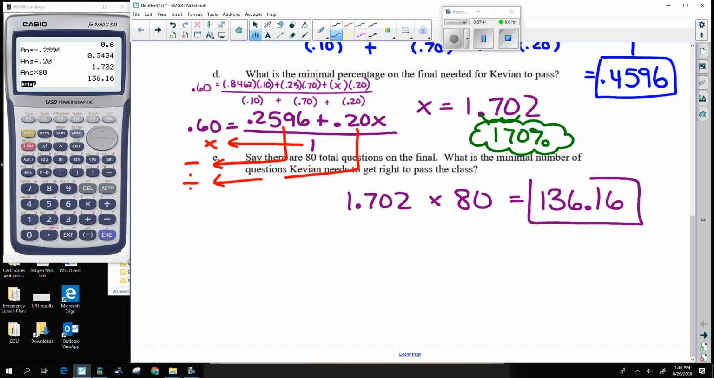So how many does he have to get correct out of 80? He has to get 136 out of 80, which again is a make-believe number. It can't happen. The best you can do is 80, but he has to get 136 right out of 80. Pass. Oh, heavy on. It's hard work right there, kid, getting that low of a grade.